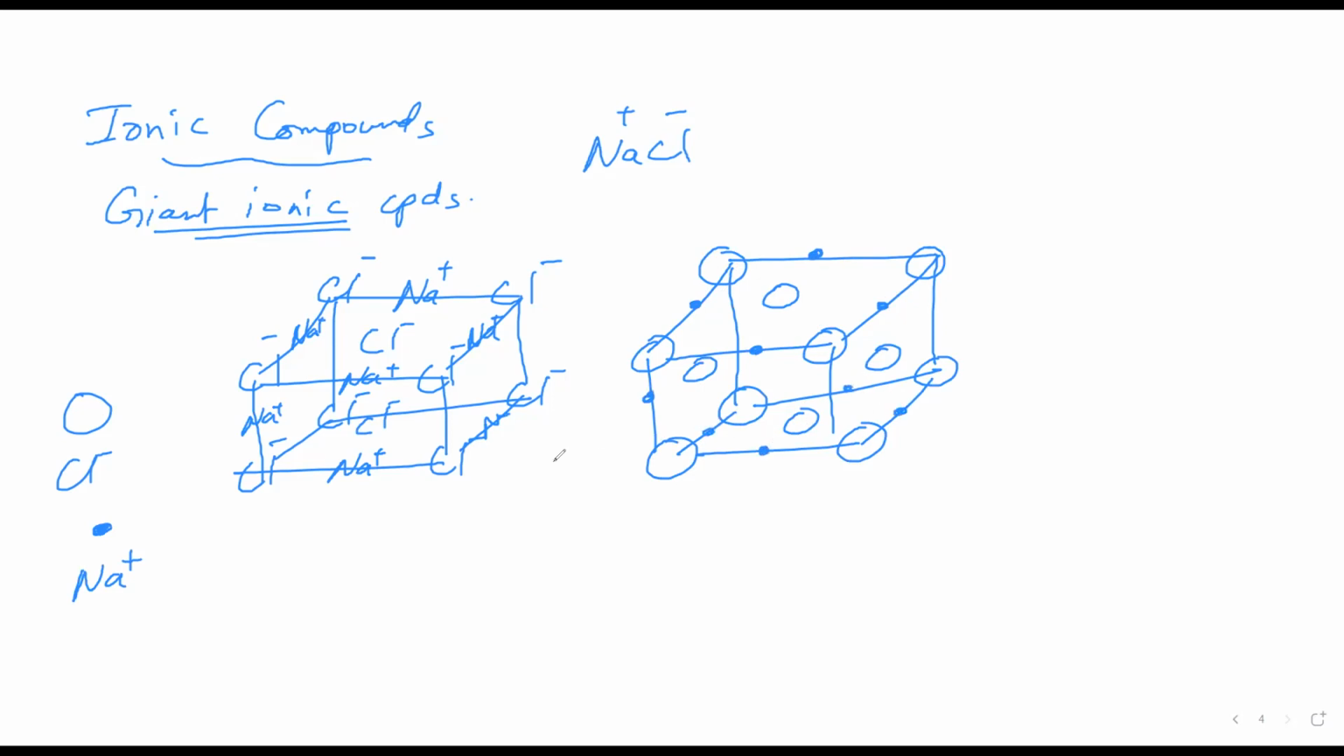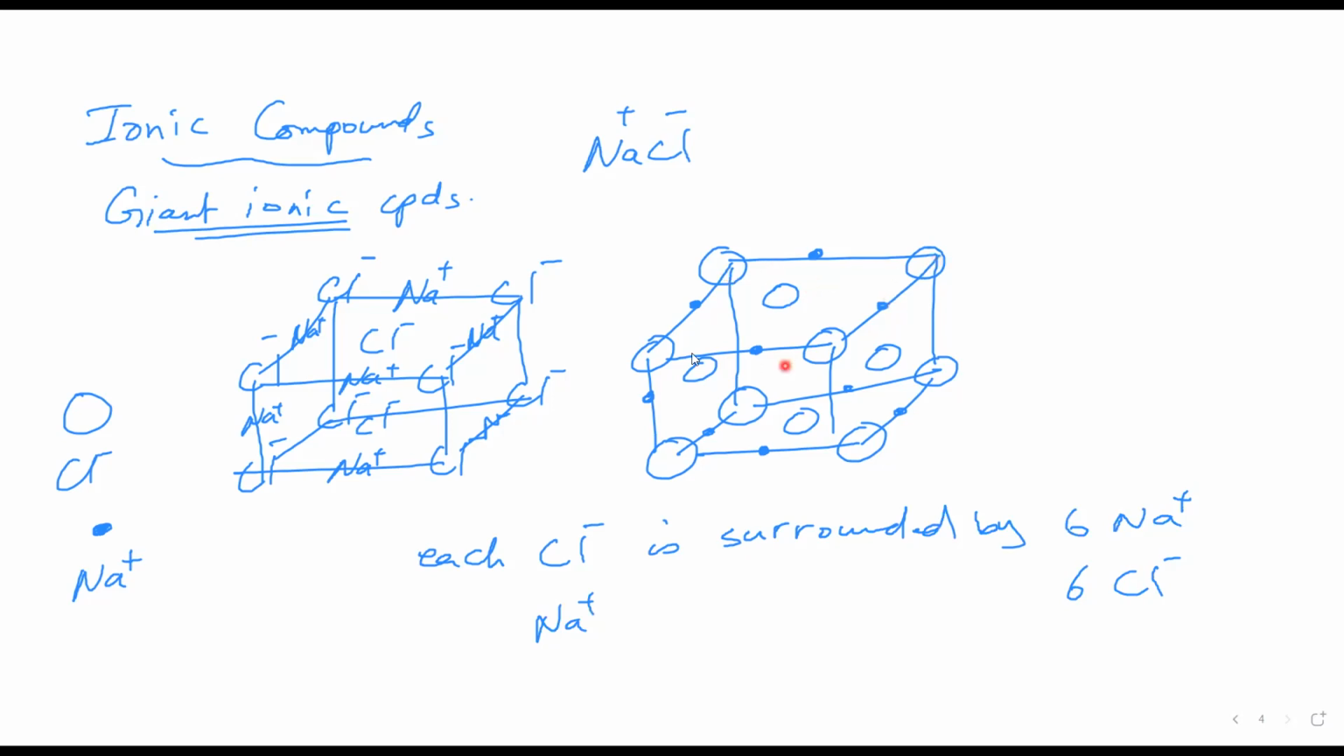And we see that each chloride ion is surrounded by 6 sodium ions, and each sodium ion is surrounded by 6 chloride ions. So in that case, we found that there is a giant ionic compound. We have lots and lots of positive and negative ions that are bonded together by electrostatic attraction force. Each chloride ion is surrounded by 6 sodium ions, and each sodium ion is surrounded by 6 chloride ions.